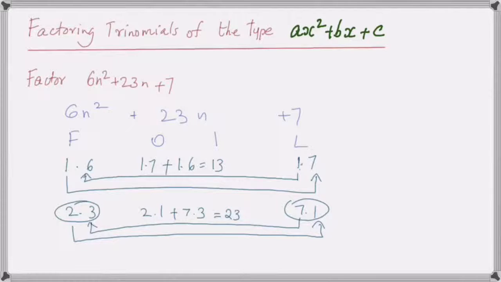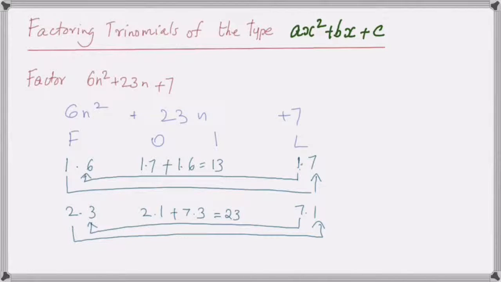And the condition is that, let's take a look at that one more time. The condition is that 2 times 1 plus 7 times 3 equals 23, meaning the sum of the product of these outer numbers and the product of these inner numbers, the numbers that are inside, is equal to this number.